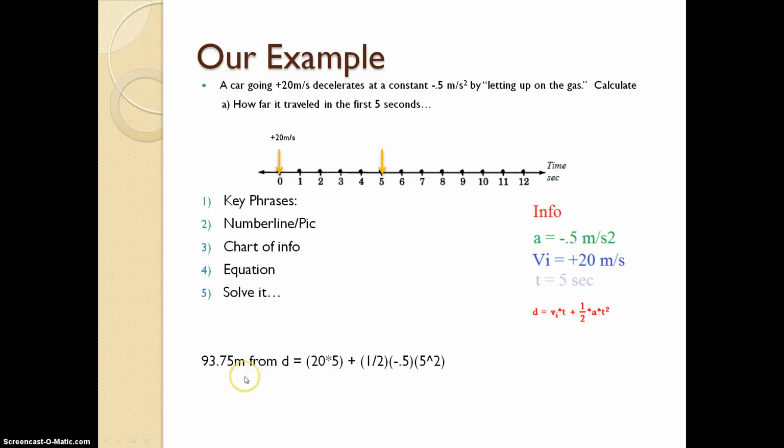I got 93.75 meters. Now, if you're a really smart person, you could use your physics to really help you out. Look at this number line. Starts off at 20 meters per second. This is the acceleration. So that's how much it changes by every second. So in 1 second, it changed by negative 0.5. It's now at 19.5. Another second, another negative 0.5, 19. 18.5, 18. 17.5. So the velocity at 5 seconds is 17.5, which is the final velocity. You could have also used that fact.